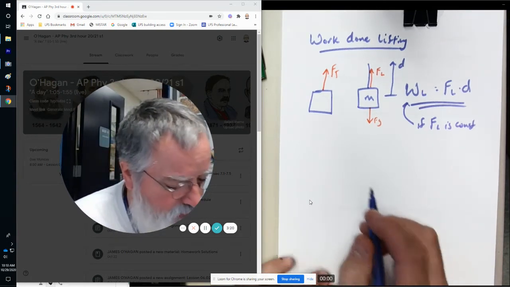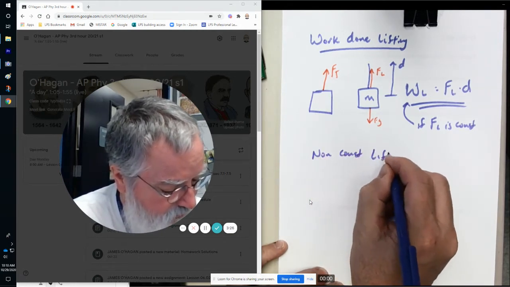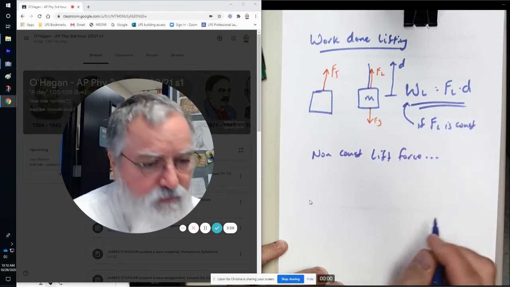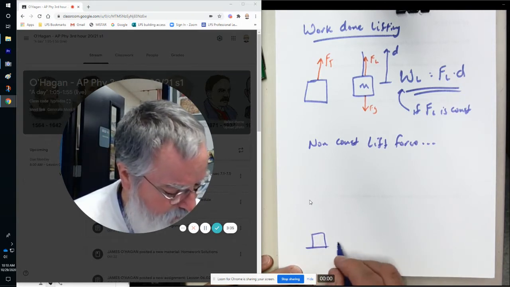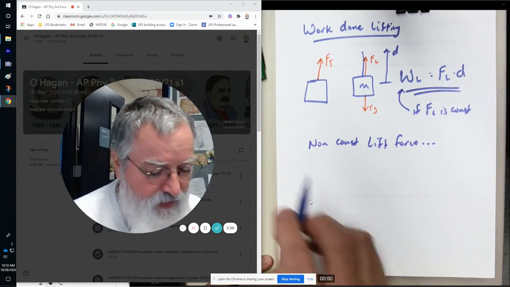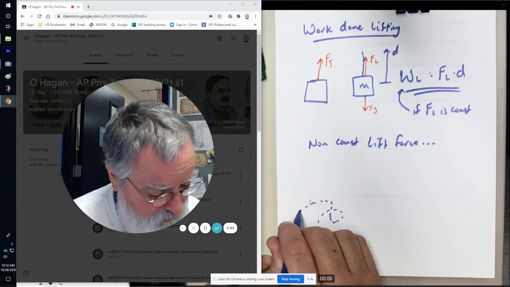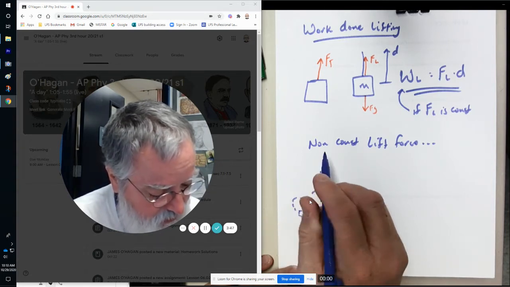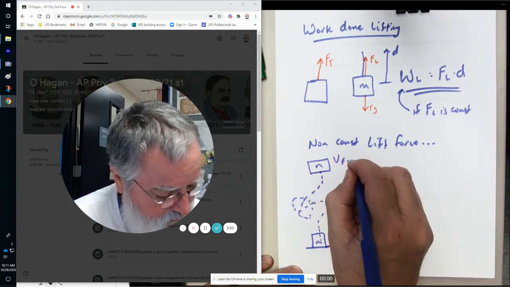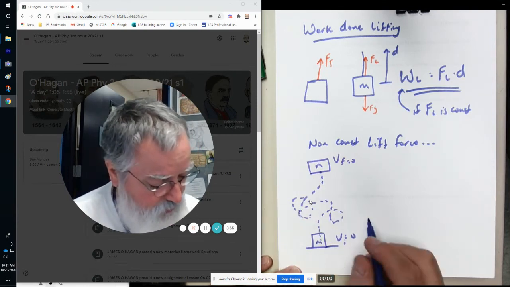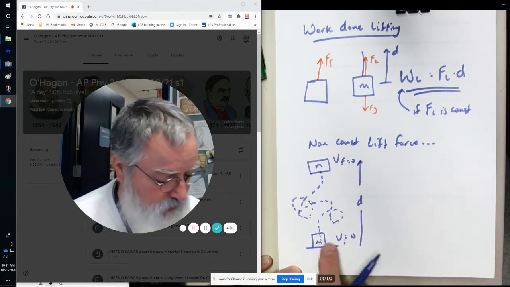But imagine the lift force is not constant. What do I mean by that? Let's say the object's down here, with velocity equals 0 at the bottom, and here's the path it follows on the way up. We bring it over here, and in the end it's right here, the same mass, and velocity final is 0. I've lifted it some distance d again, but we took this crazy path.